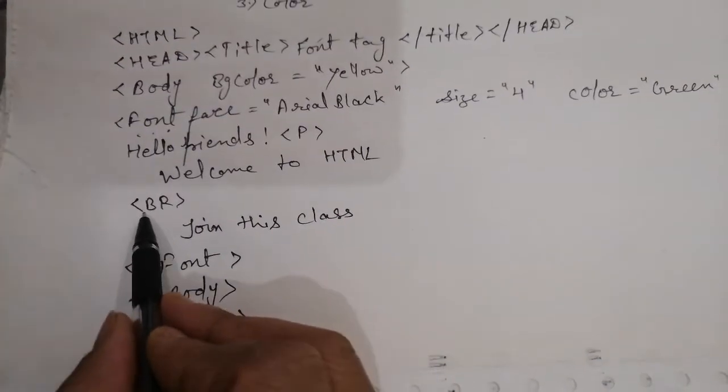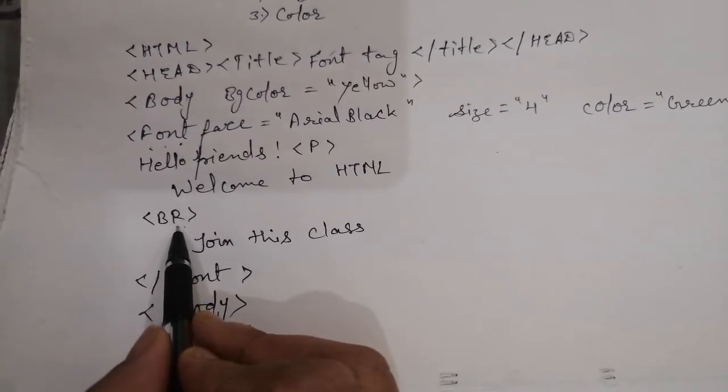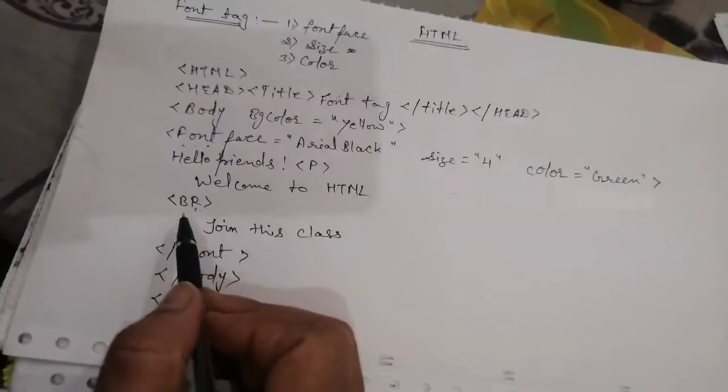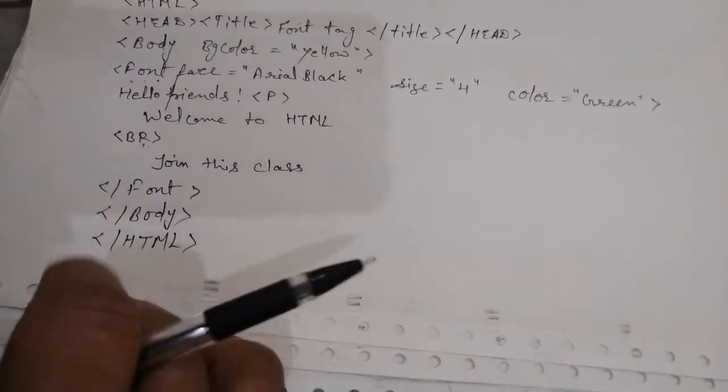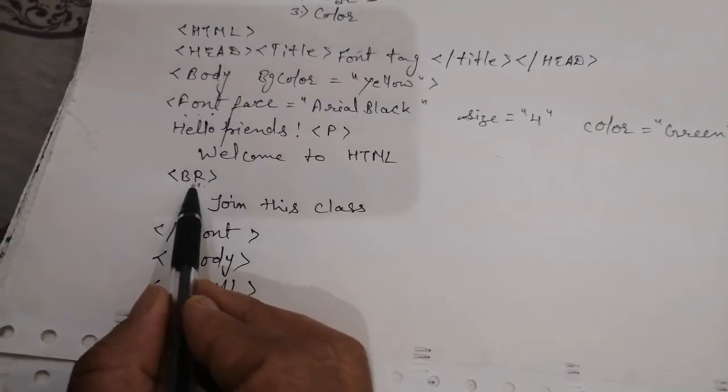Remember students, BR tag is an empty tag. It's not a container tag. Always remember, container tags have a starting and closing tag, and an empty tag only has a starting tag. There is no closing tag.